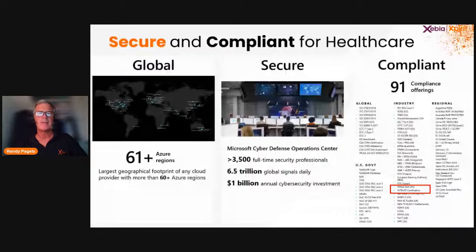Look at the Microsoft Cyber Defense Operations Center. They're staffed with 3,500 security experts who monitor 6.5 trillion signals daily, and it's supported by a $1 billion annual cybersecurity investment. So security integrates in all of the Azure services through this tool called the Security Graph. It's developed by Microsoft SOC, and it monitors threats 24/7. So Microsoft takes all that intelligence and continually builds those learnings back into the security protection of all the different services.